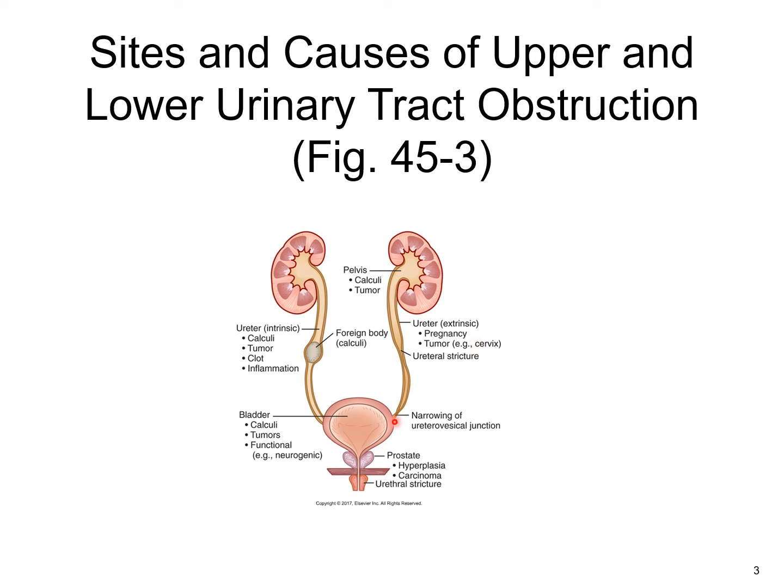You can also get a narrowing of the ureterovesical junction. So you have the ureters going into the bladder, and this may narrow, and that could be a problem. Within the bladder itself, you can get things like calculi or tumors. You can have other problems like hyperplasia, like BPH, or maybe things like urethral strictures. So there are so many different areas where you can end up with obstructions. The main point to remember is that if you have an obstruction, that means the urine is not able to flow forward. So a lot of damage will be happening above the level of obstruction.